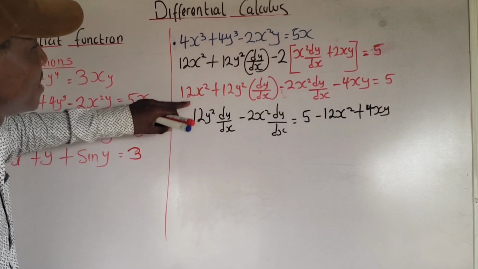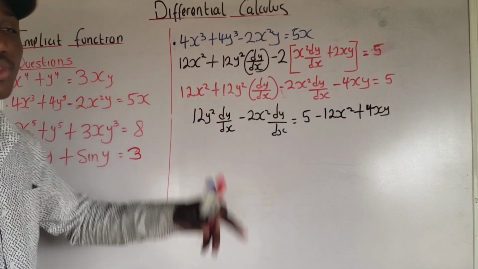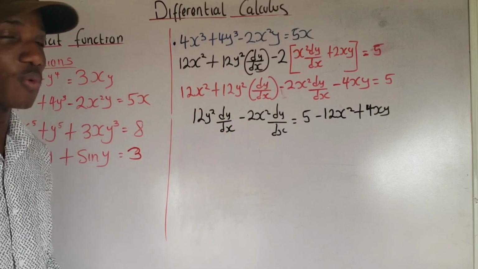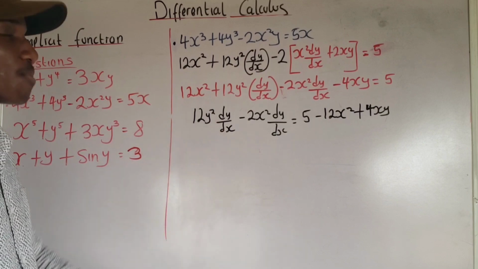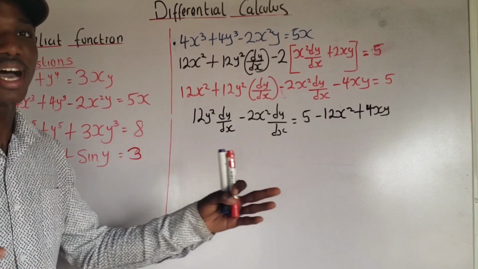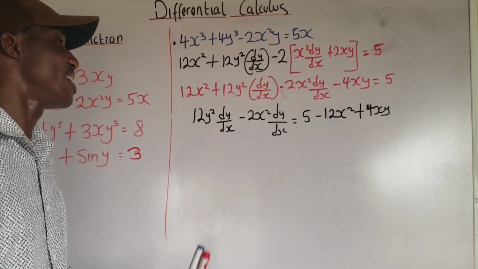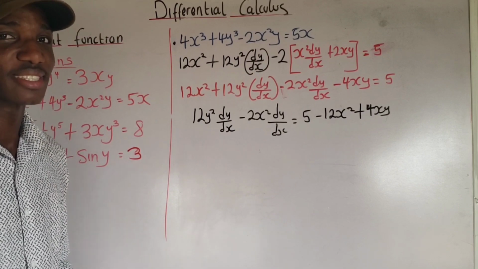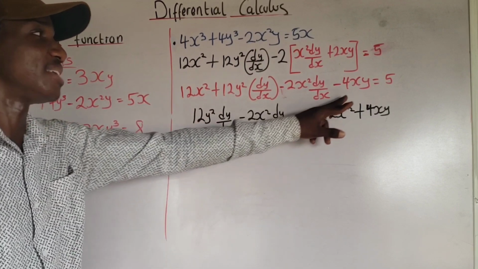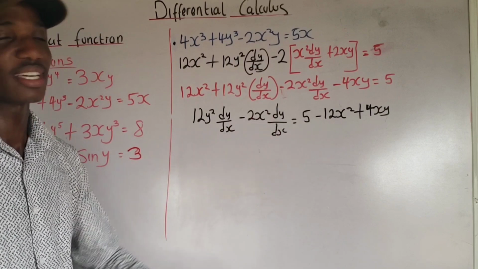You see, after differentiating the function, the goal is to find the dy dx. Hope you know. Now, in an attempt to help me to find the dy dx, those terms that have the dy dx attached to it, I bring it to the left hand side. You understand? And those terms that do not have the dy dx attached to it, such as 12x squared and negative 4xy, I take it to the right hand side of the equation.